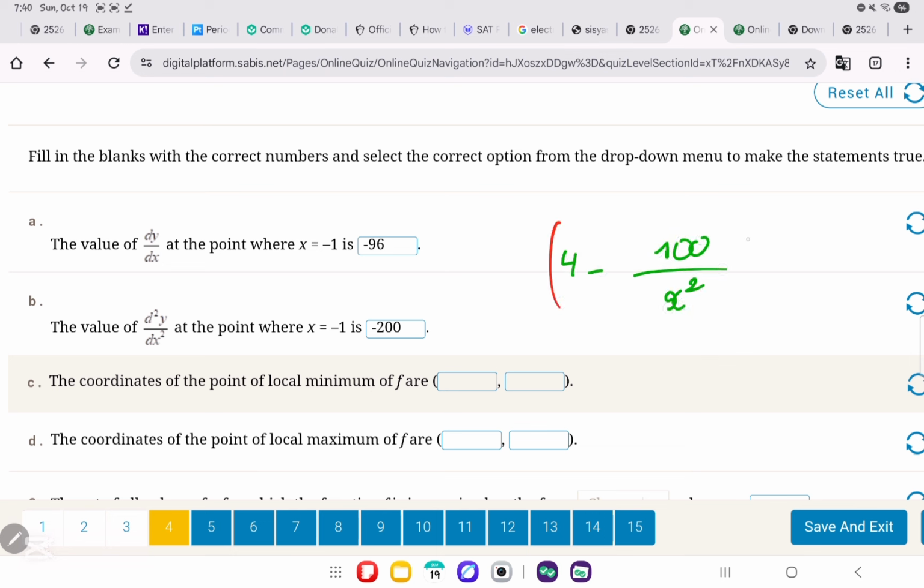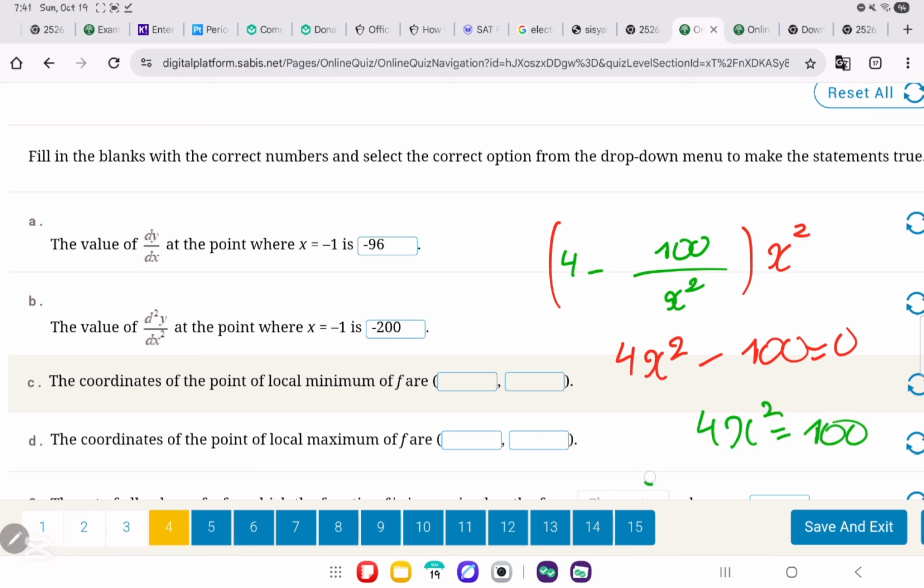How do we do that? You just multiply everything by x squared, so you will not keep it in the denominator. We can't keep it in the denominator. So in this scenario, it is 4x squared minus 100 is equal to 0. So we're going to need to solve this, right? So 4x squared is equal to 100. x squared is equal to 25. That means x is plus or minus 5.